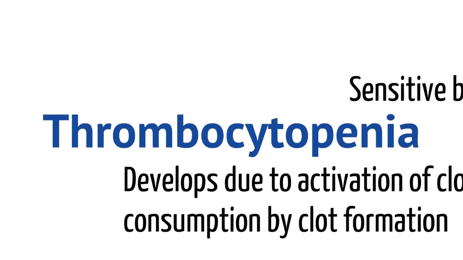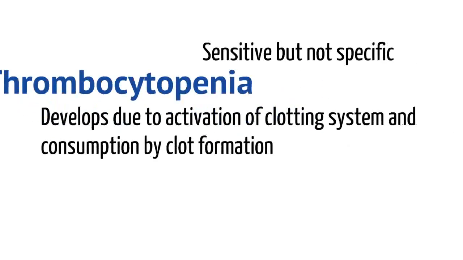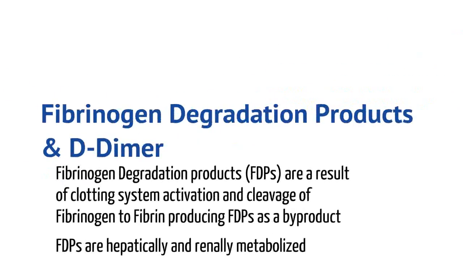So first, let's take a look at thrombocytopenia. Thrombocytopenia means a low platelet count. The reason thrombocytopenia develops in DIC is that because of the activation of the clotting system, primary hemostasis is activated, and platelets start to stick everywhere they can to form these primary clots, and thus they're consumed. Note, thrombocytopenia is sensitive for DIC, but it's not specific because a lot of things can cause thrombocytopenia.